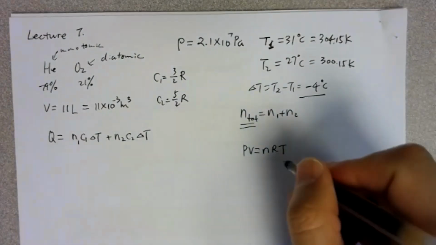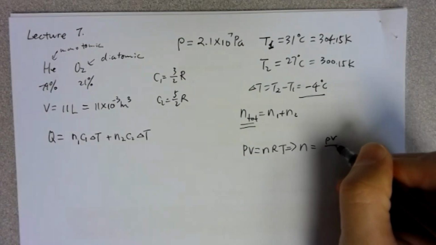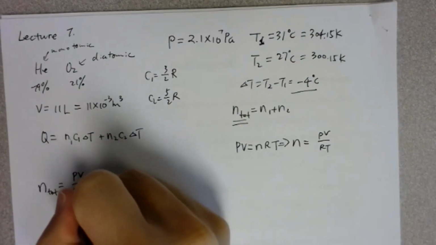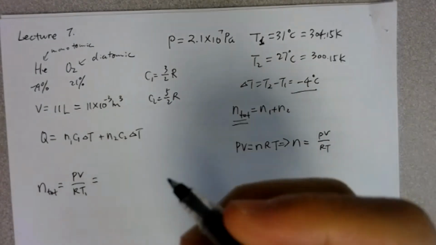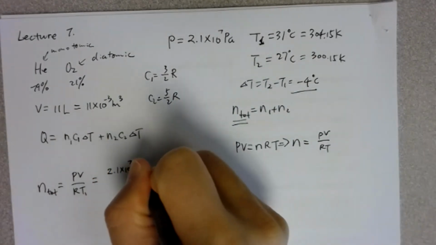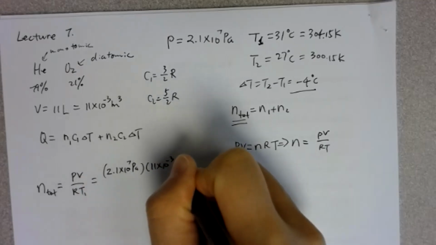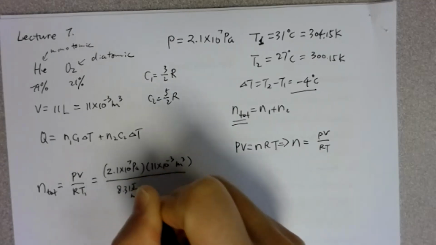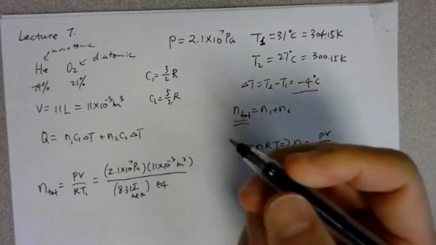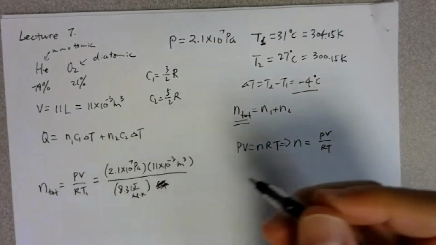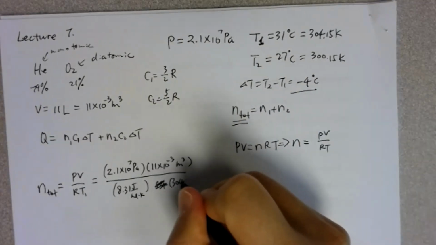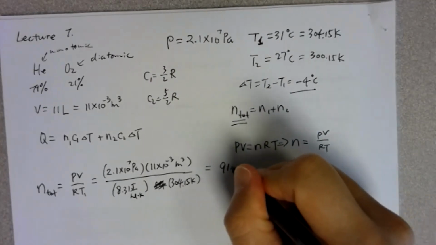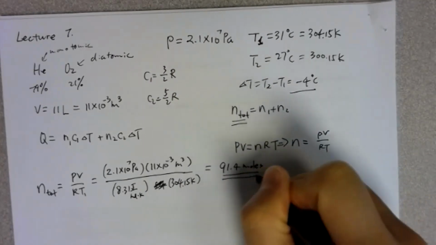All right, so let's calculate N total. From here, PV equals nRT, so N total equals PV over RT1 specifically. So this is 2.1 times 10 to the 7 Pascal times volume 11 times 10 to the minus 3, over R, 8.31 joules per mole Kelvin, and T1 will be 304.15 Kelvin. Okay, so use that. You find out the total moles to be 91.4 moles.